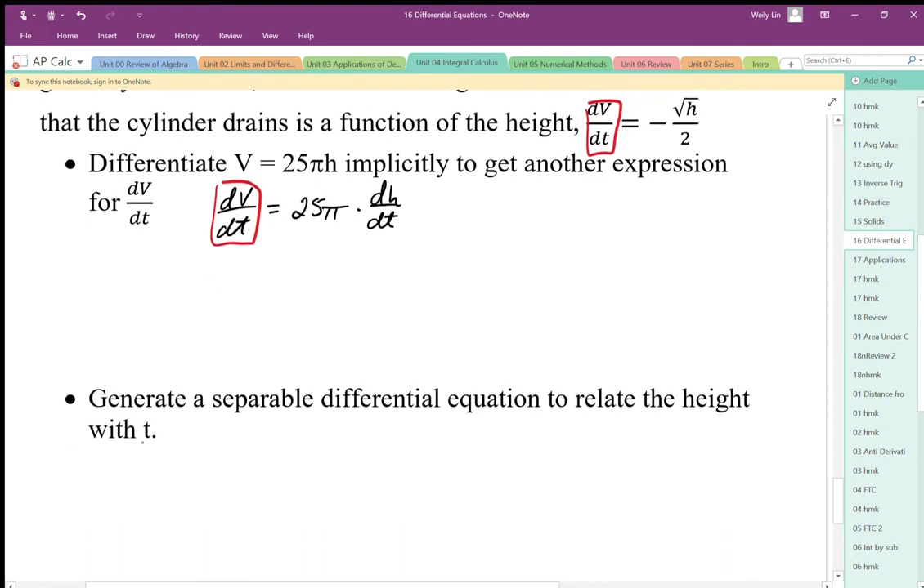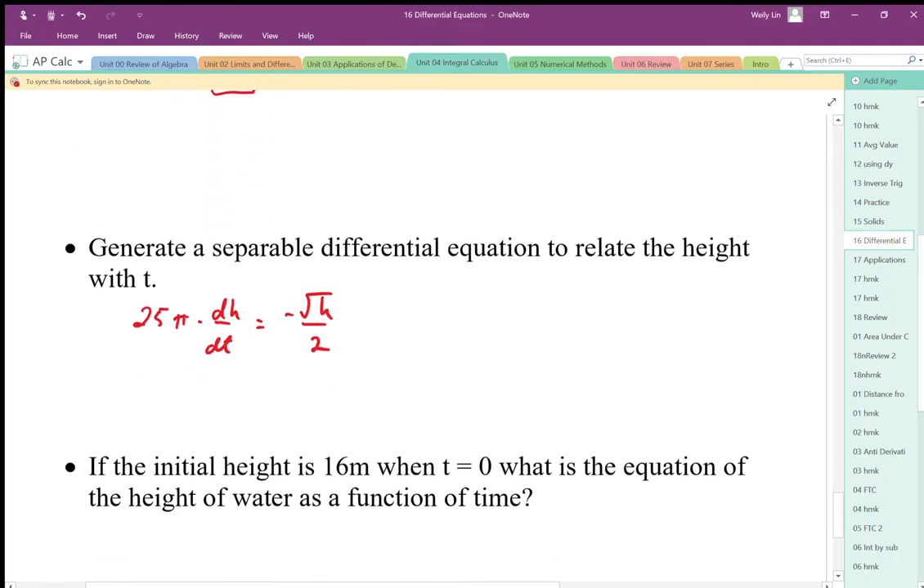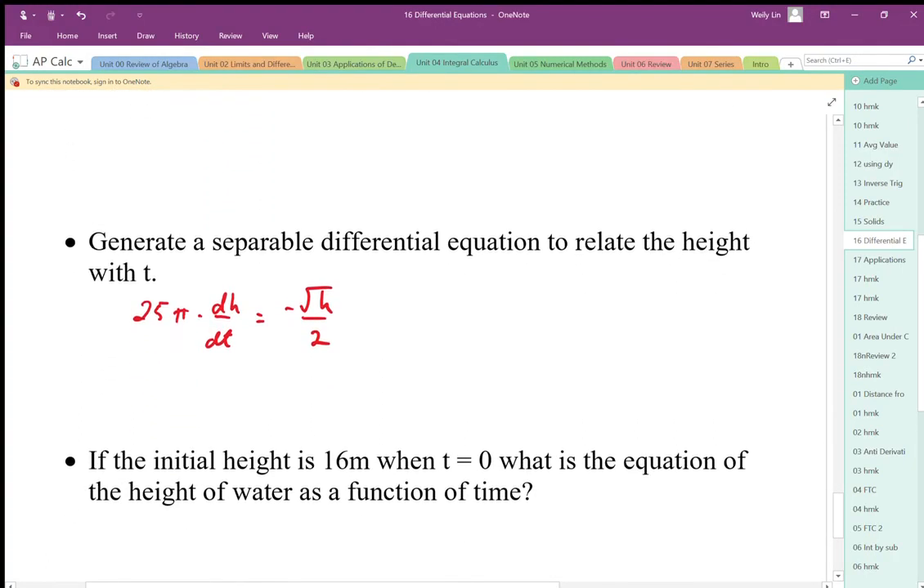So I can say that 25 pi times dh by dt is equal to negative square root h over 2. Now this is a differential equation, and it's separable because I can put my h with my dh, and I can put the t on the other side. I can actually solve this differential equation for height as a function of time. Notice that we have our height and time variables here, so I'm going to separate.